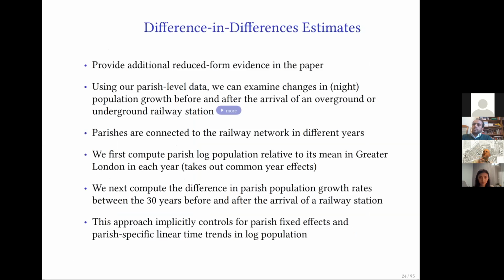And then a very final piece of evidence before I take a break. In the paper, we provide a lot of very detailed reduced form evidence that the arrival of the railway network, the precise timing of the arrival of the railway network, is very, very closely related to changes in patterns of population growth.